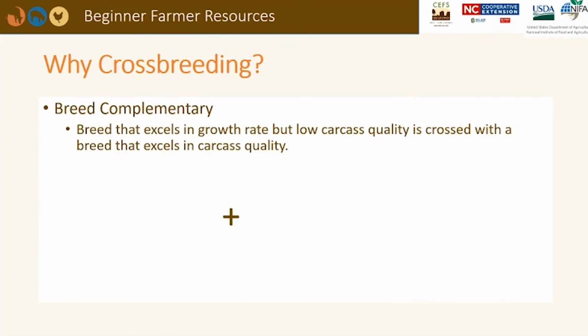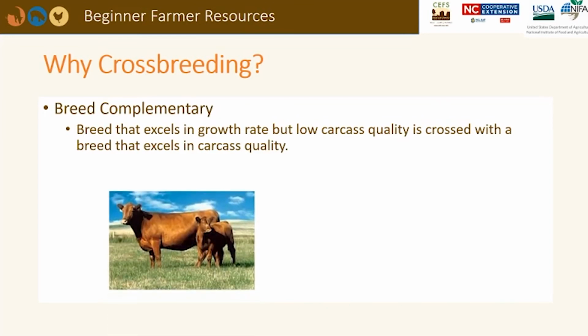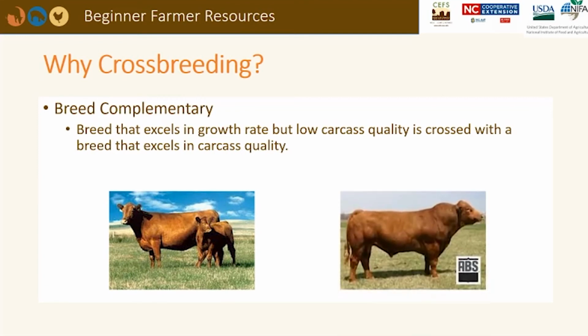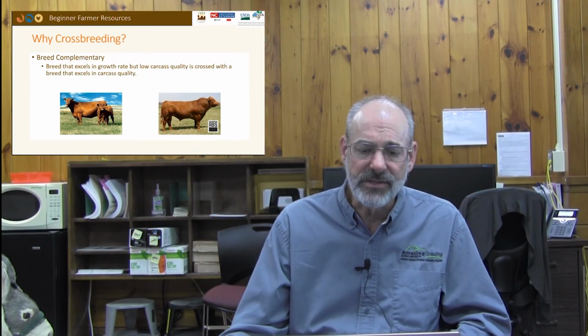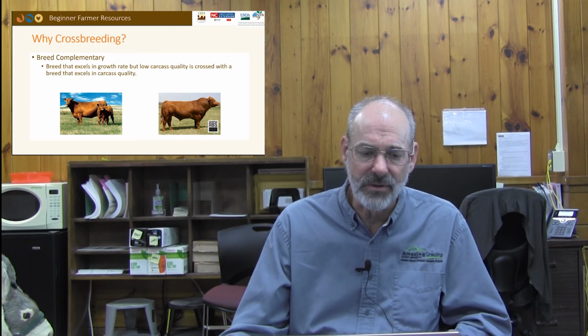So why crossbreeding? Let's talk a little bit more about why we do it. Well, we can use breed complementarity. If there are two breeds and we want to combine the best traits of each, we can do that through crossbreeding. An example here would be a breed that is a very maternal breed, with good growth rate, but not really selected for that purpose. Then we can breed to a different breed, in this case a Simmental, to give us that extra growth and extra milk that breed can bring to the table. So we can use this breed complementarity.